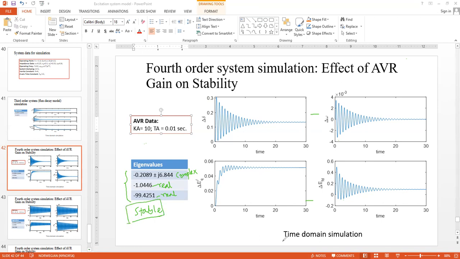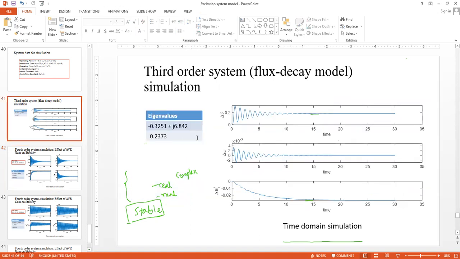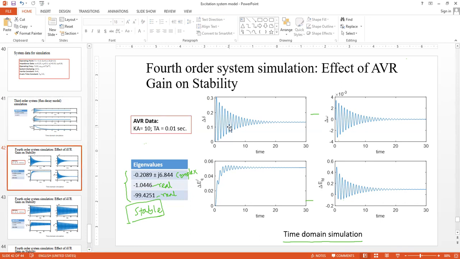Now we go to the time domain simulation. And we see we have a larger oscillation, of course. The oscillation has increased compared to the previous case. In the previous case, the oscillation was around probably 0.2. However, the duration of the oscillation takes longer to settle down. Probably the magnitude is almost the same.